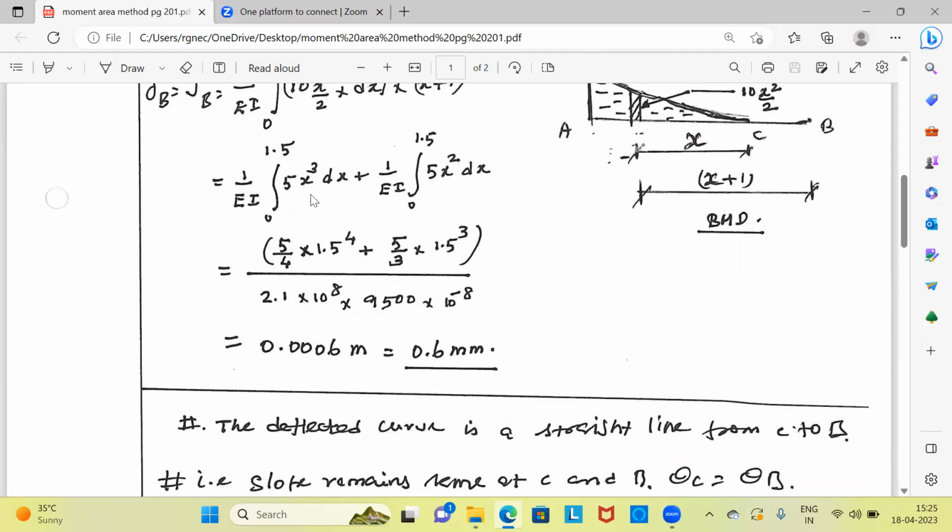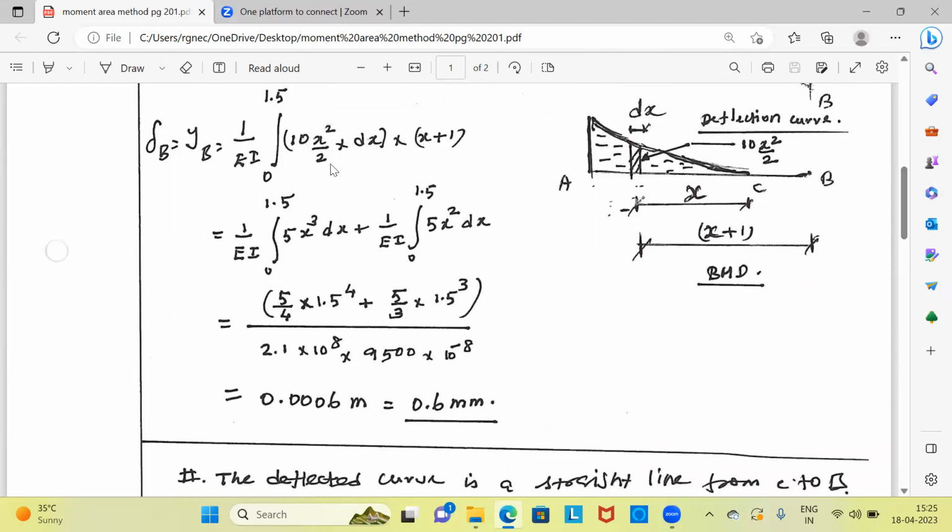There are two terms. It becomes two integrals. So the first term, 10 by 2, will become 5. The integral of x square will become x cubed by 3. The second term is multiplied by 1, therefore it is 5x square. It is 5x cubed by 3, and the first term is multiplied by 1. Therefore, it is 5 into x cubed. And you have to apply the limits 0 to 1.5. This is x power 4. The first term will have x cubed, 10x square multiplied by x plus 1.